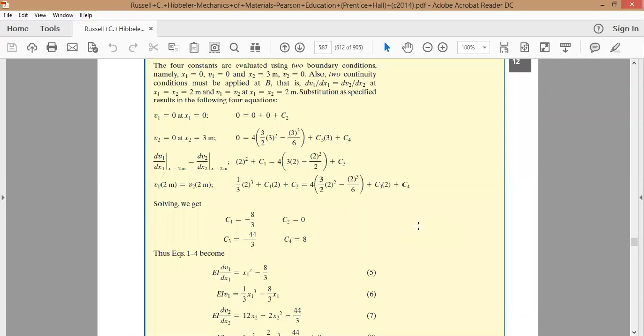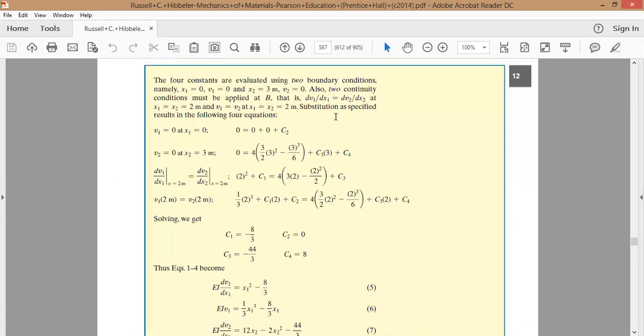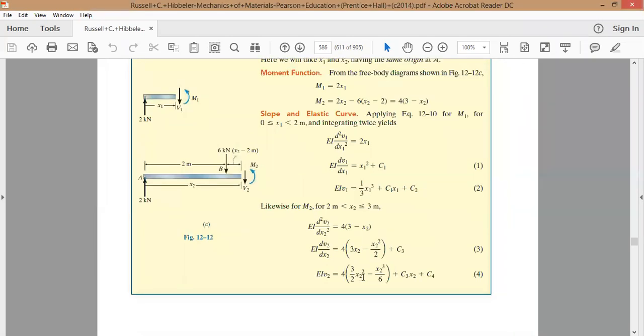As far as the boundary conditions that we have in hand are concerned, at x is equal to 0, our C2 becomes equal to 0, we have done that just now. And at x is equal to 3 meter, substitute the value of x is equal to 3 in this very equation, with left hand side equal to 0, because at x is equal to 3 our deflection is equal to 0.